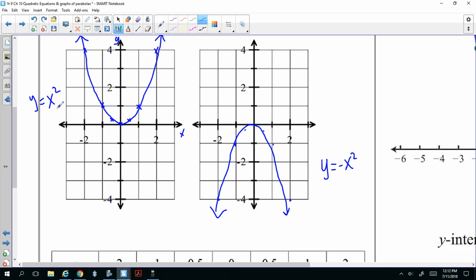And there's a special name for these two. We call the parabola that goes up concave up. That looks like a smiley face. The smiley face parabola is called concave up. And when there's a negative in front, we call the parabola concave down. Whether it's concave up or concave down, it's called concavity, not convex, just concave.